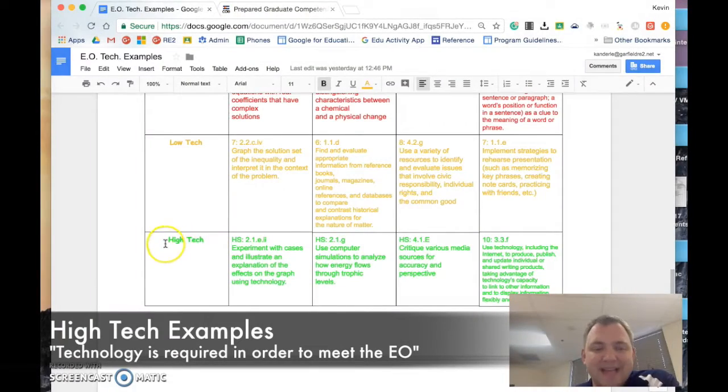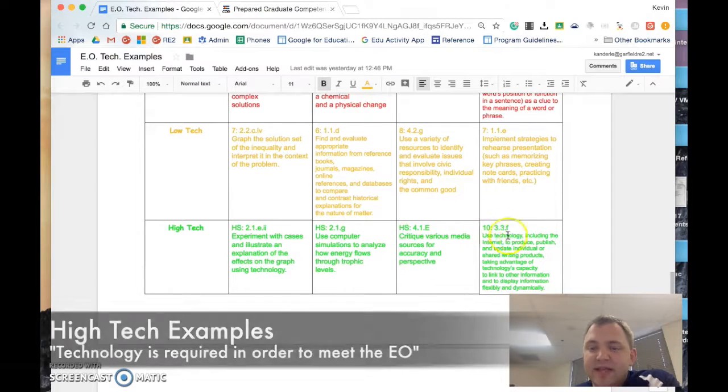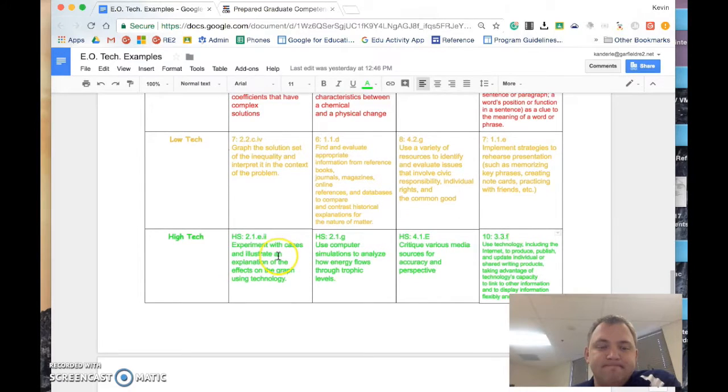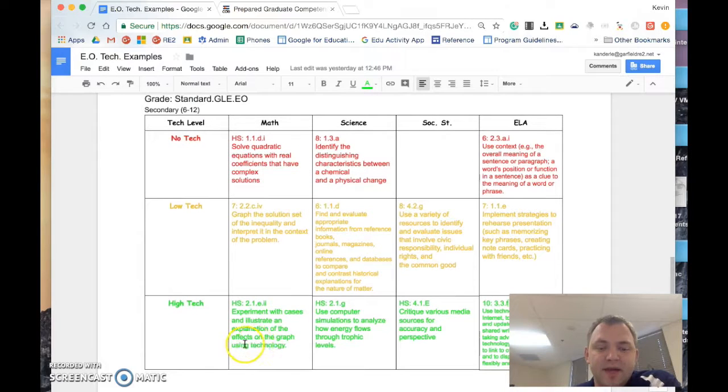Jumping up to the high tech level now, you can see, let's go back to 10th grade language arts. Again, right here it spells out pretty clearly that they need to be using technology. So I can see that there. Again, here this is math, again using technology. It's pretty clear in these ones that you have to be implementing technology.